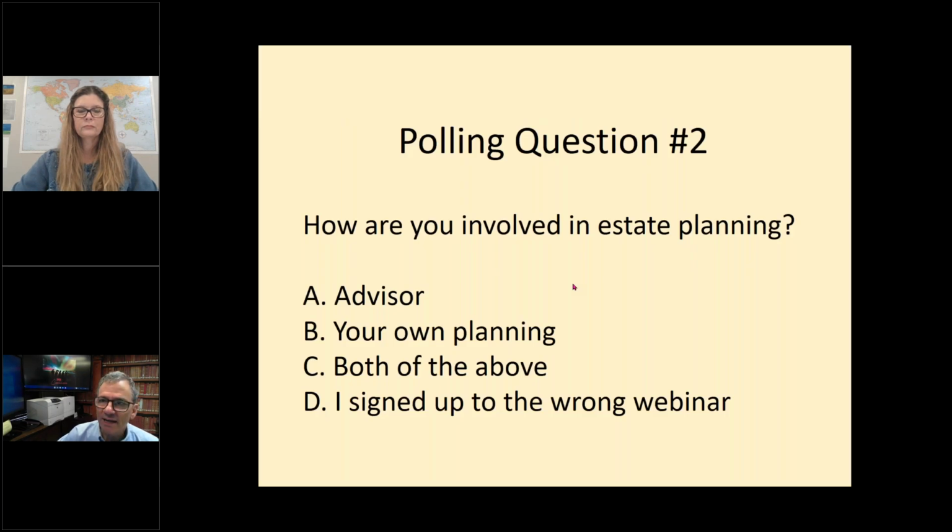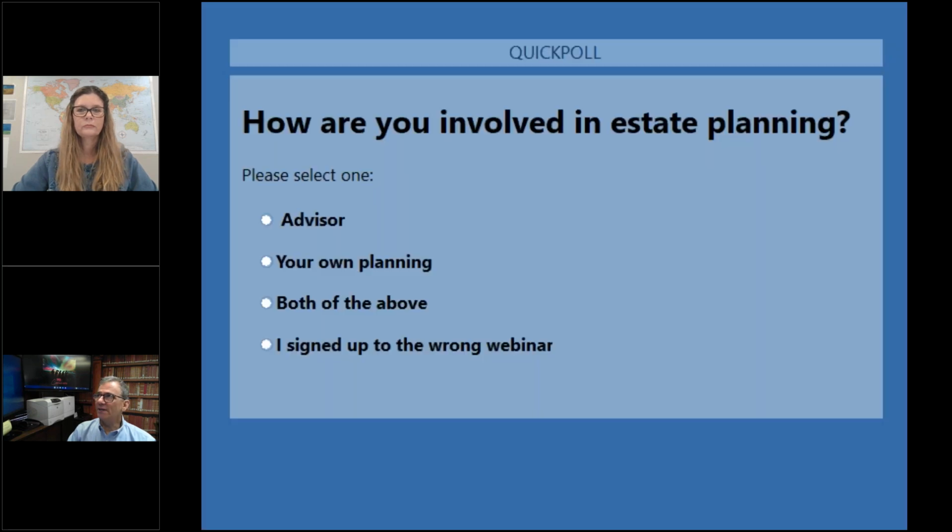So let's go ahead and get the second polling question out of the way, because there it is. There's 4 of them in total, and if you're not getting continuing education, you don't have to answer it. How are you involved in estate planning? A, as an advisor, B, your own planning, C, both of the above, or D, I signed up for the wrong webinar. And D is probably the right answer for a lot of you, judging the questions that we're getting.